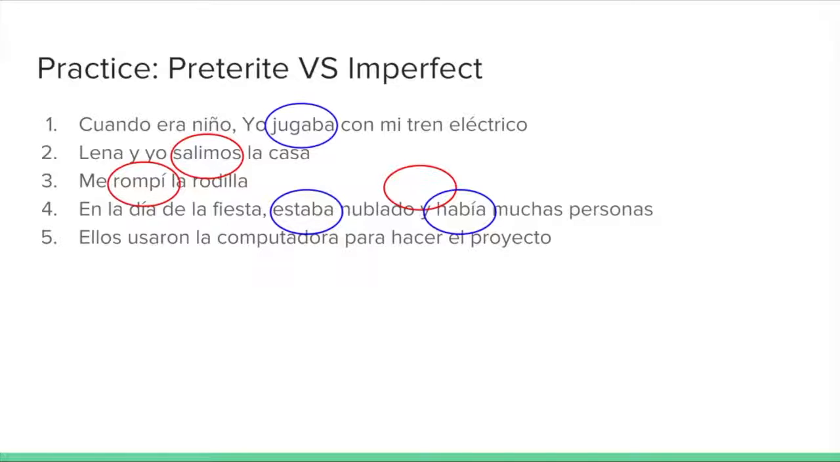This sentence would be preterite. And this is because they use the computer to work on a project, and it's a specific action.